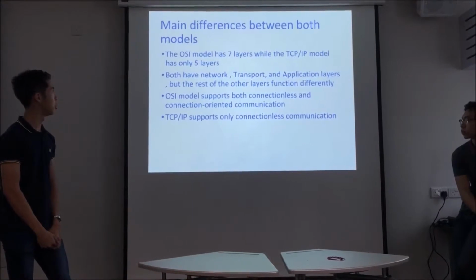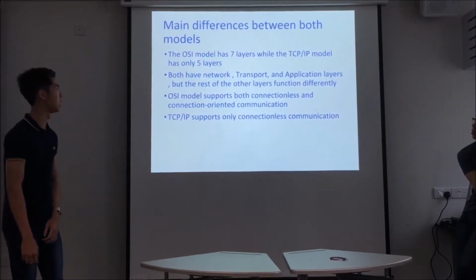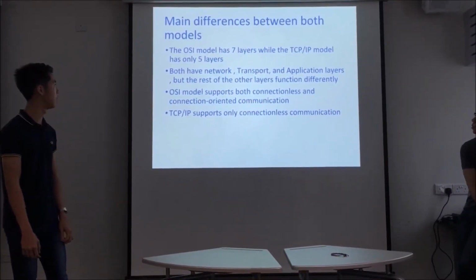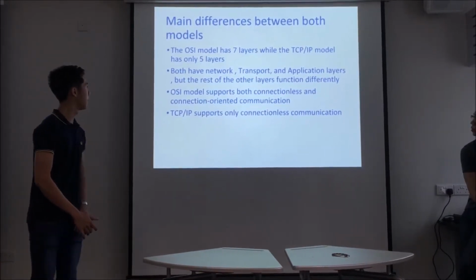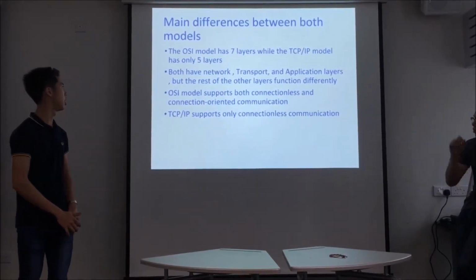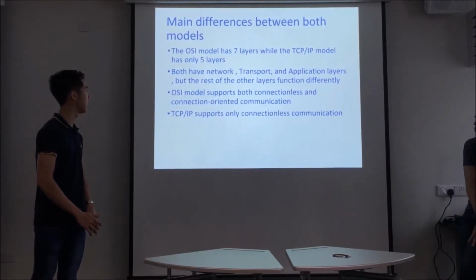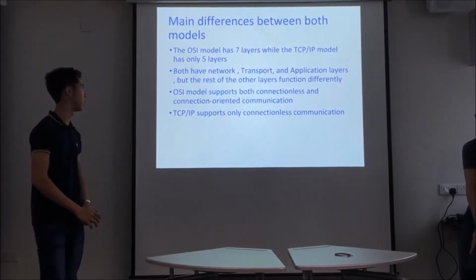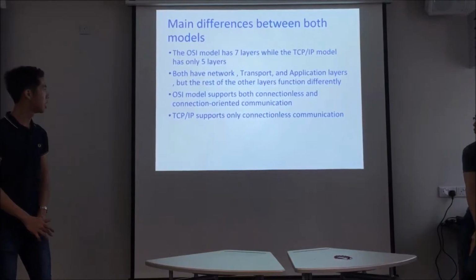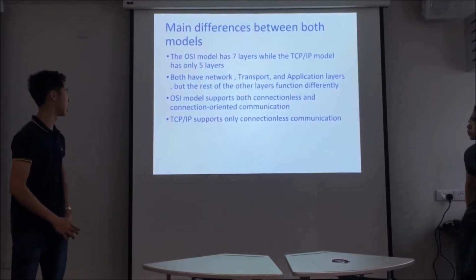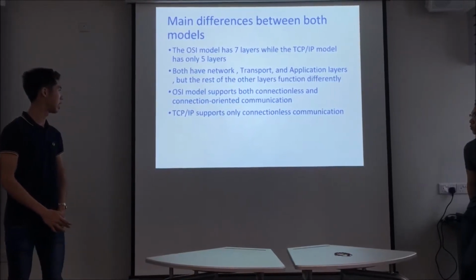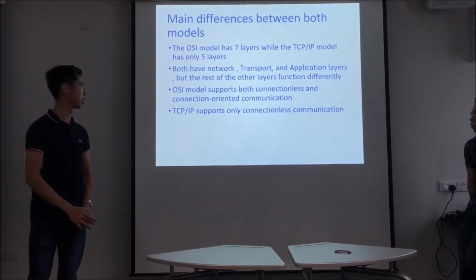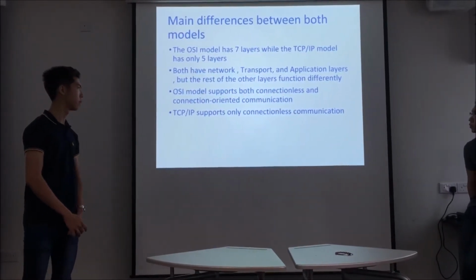The main difference between the two models is the OSI model has 7 layers, while the other model has 5 layers. Both have network, transport, and application layers, but the rest of the layers of the different models function differently. The OSI model supports both connectionless and connection-oriented communication. However, TCP/IP supports only connectionless communication.